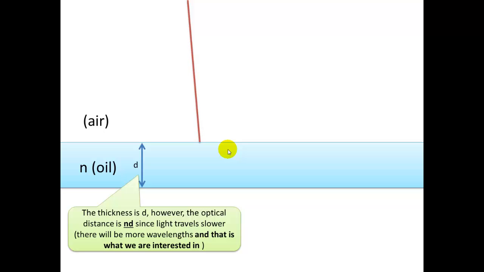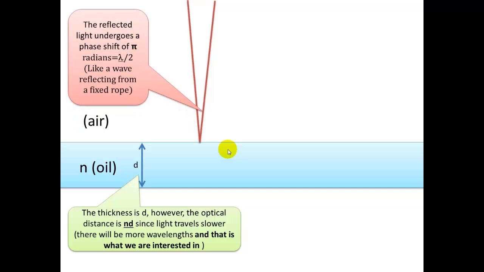So the light comes in, the light gets reflected. Oh, there's something odd that happens here. If you remember this experiment, when you had a rope attached to a wall, the wave, when it goes down the rope and comes back, gets inverted. There's a phase shift of pi radians, or in other words, half a wavelength. And that's what happens here. It's basically because the oil is a denser medium than the air. So the reflected light undergoes a phase shift of pi radians, a bit like a wave reflecting from a fixed rope.